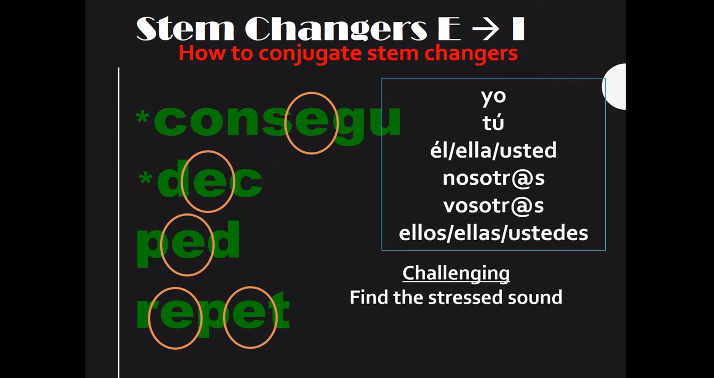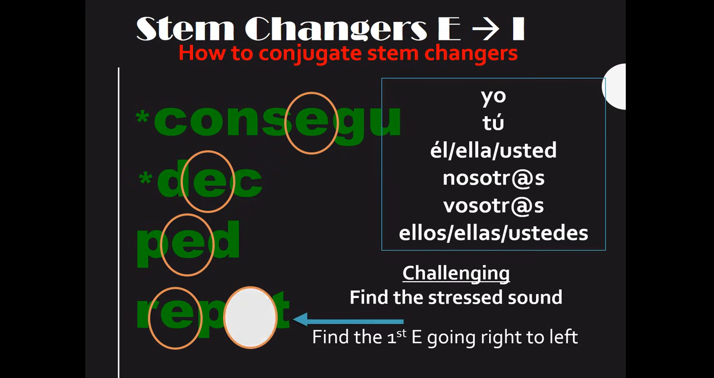Well, as a beginning language learner, this one might be too difficult right now, but you could find the stressed sound, and that's the letter that you change. If you're not ready for that yet, the other way is to find the first E going from right to left, and that would be this one.